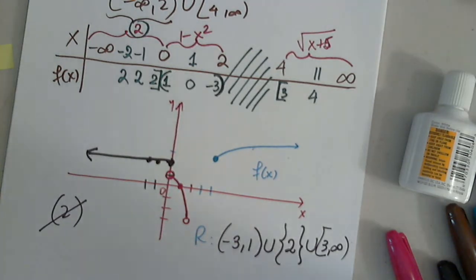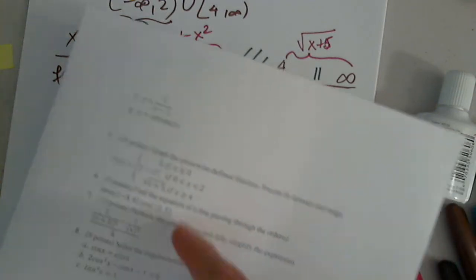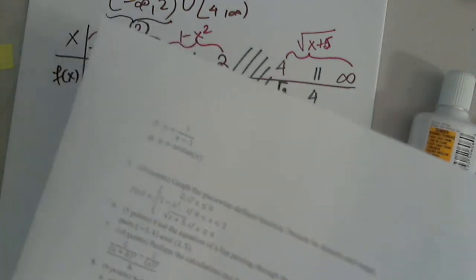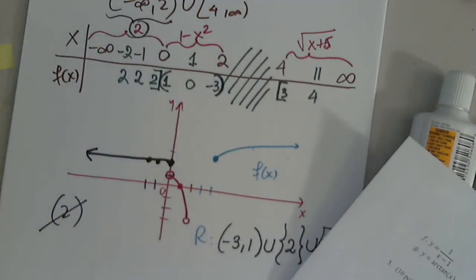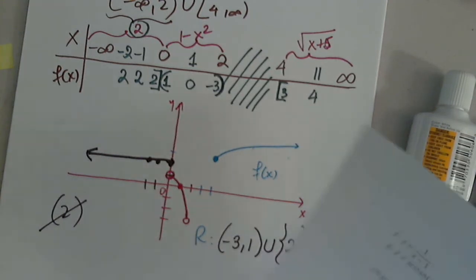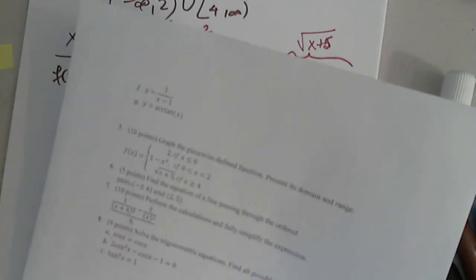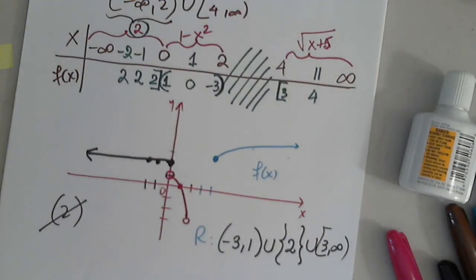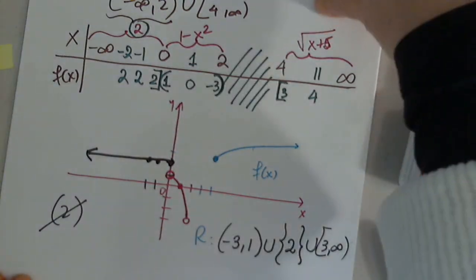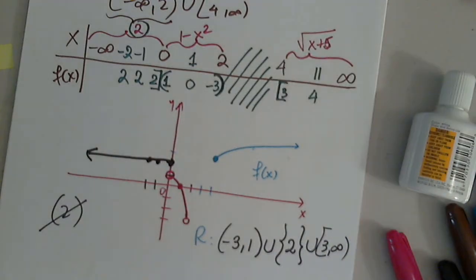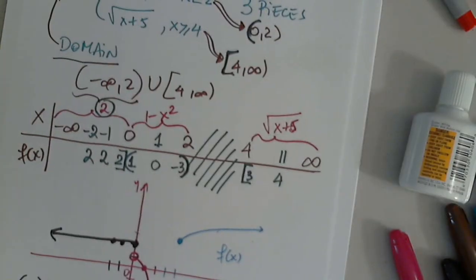Okay, this was a piecewise defined function. I'd like to quickly look at finding the equation of a line. This is very important for the entire course, problem 6. And then I would like to talk about the difference quotient, which I need in the entire chapter 2 and moving forward. So it's not a waste of time to review that. Any questions on the piecewise defined function?